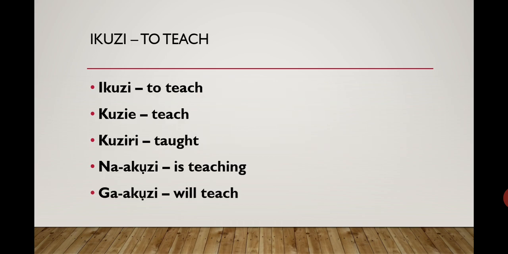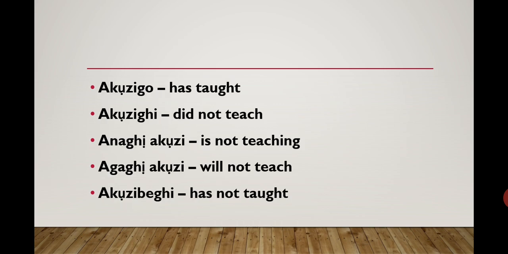Okay, so let's look at the verb ikuzi. Ikuzi means to teach. Kuzie, teach. Kuziri, taught. Nakuzi is teaching. Gakuzi will teach. Akuzigo has taught. Akuzigi did not teach. Anagi akuzi is not teaching. Agari akuzi will not teach. Akuzibegi has not taught.